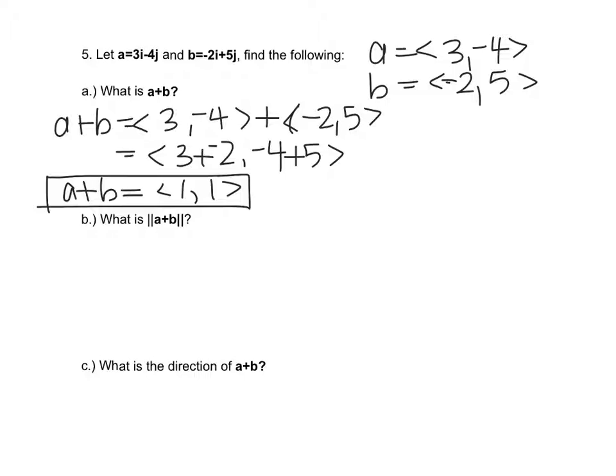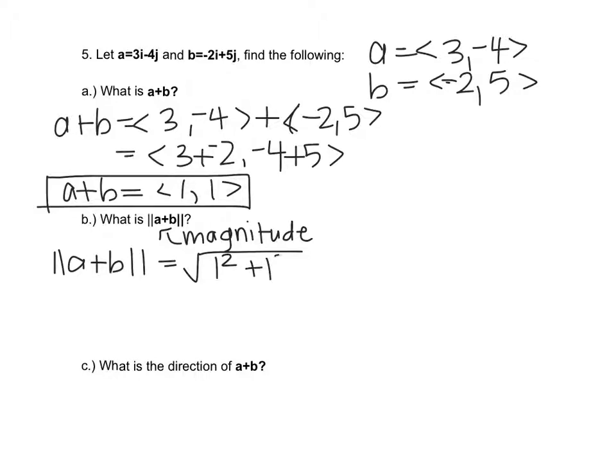Next, we want to know what the magnitude of our sum is. So remember, these double bars represent magnitude. So remember, the magnitude is found by doing the square root of the sum of the squares of our x and y values. So in this case, it's going to be the square root of 1 squared plus 1 squared, which becomes the square root of 1 plus 1. So the magnitude of a plus b equals the square root of 2.